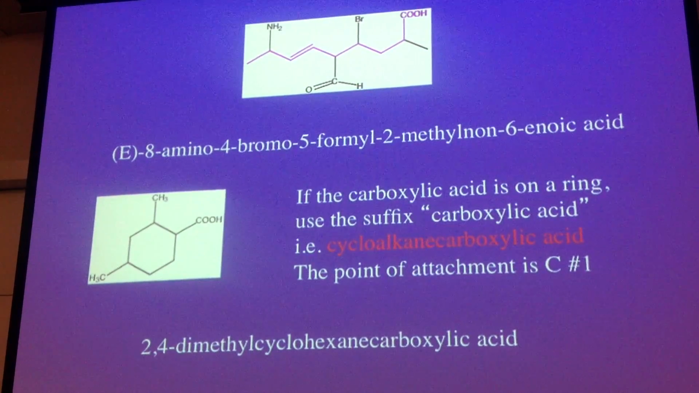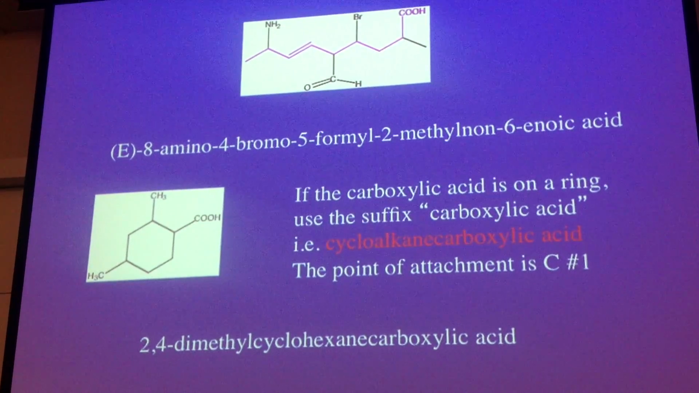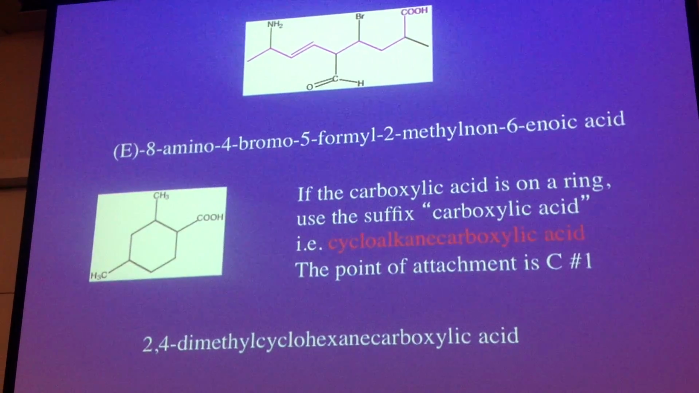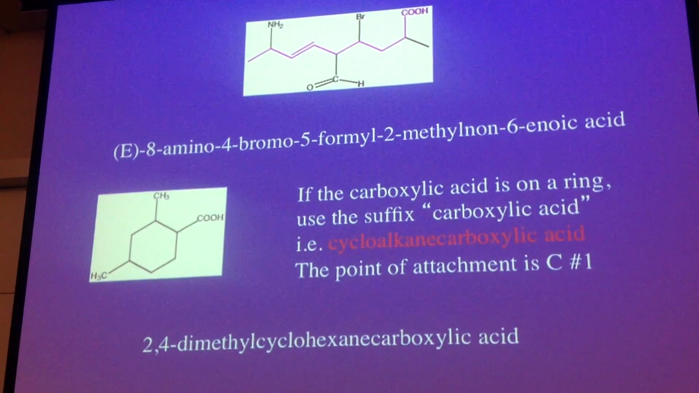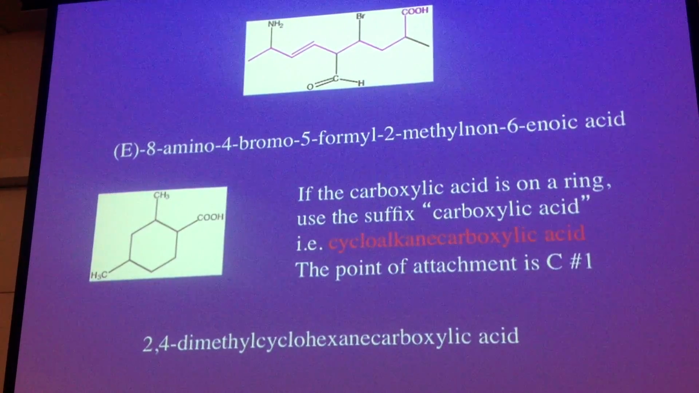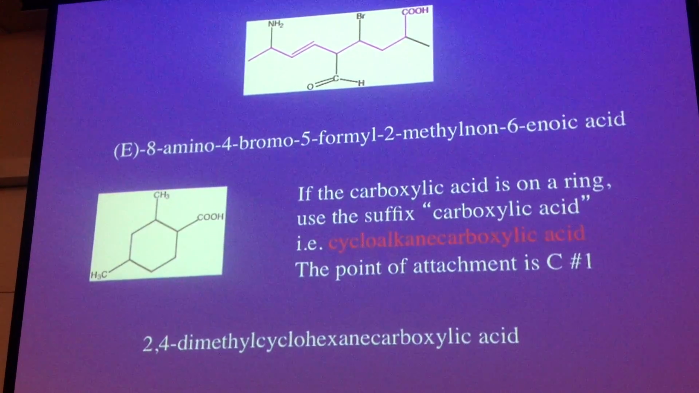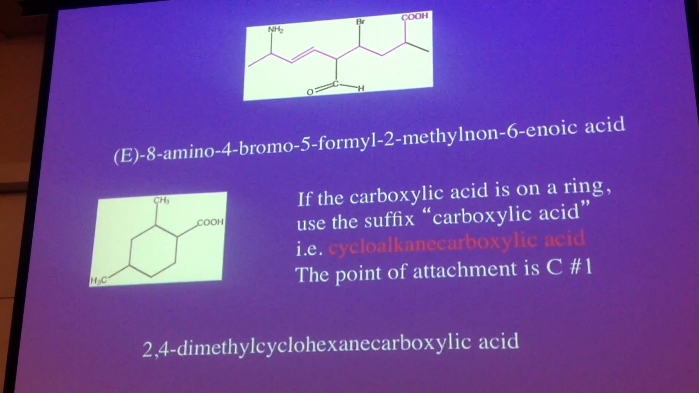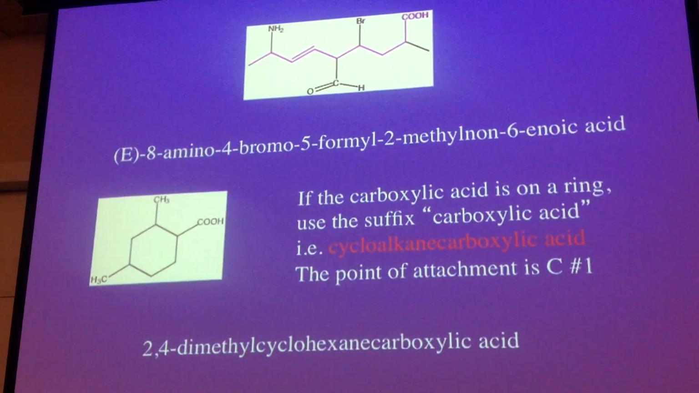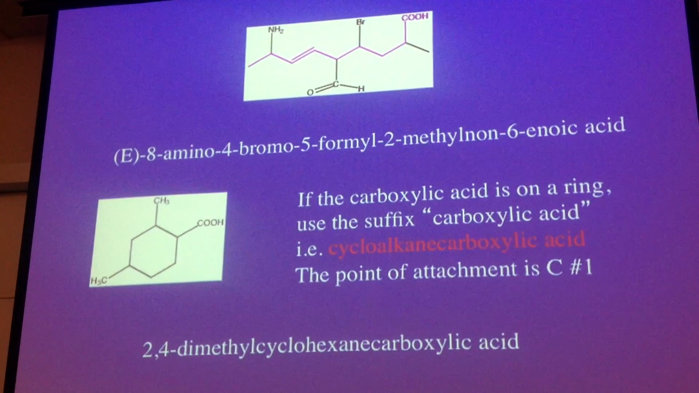So is it the first branch that you get to? Yeah, you want to number towards your first branch. If it had a double bond in the ring, then you would number towards the double bond to keep it small, and it would be cyclohex-3-ene carboxylic acid, like that. Okay, any more questions on rings?